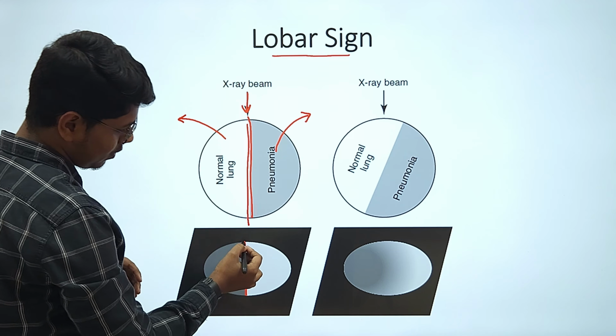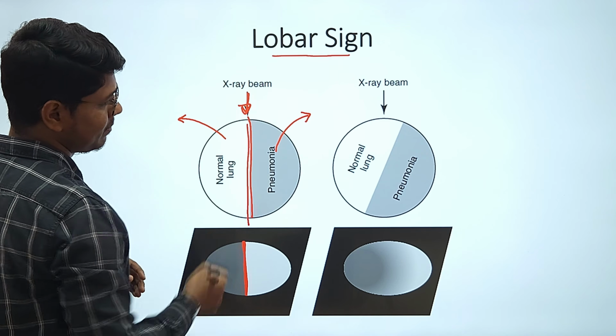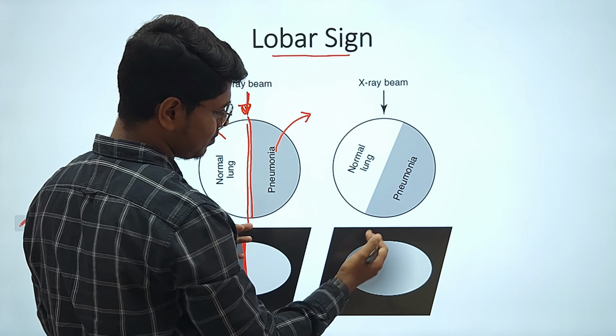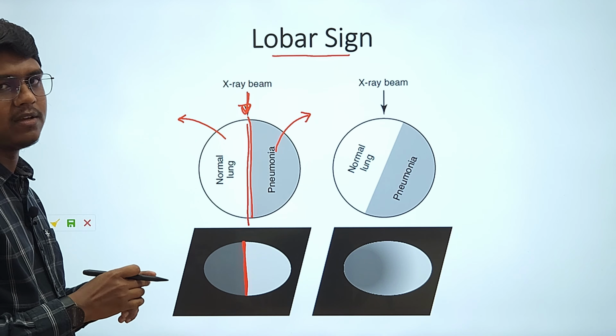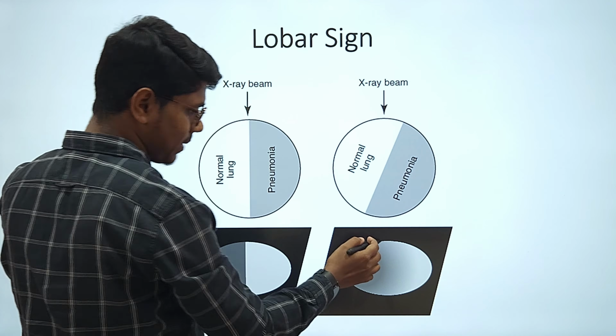This particular lobar sign will only be visible when the X-ray beam is hitting parallelly. If it is hitting in some other direction, the lobar sign will not be visible. But the bronchogram is visible many times.